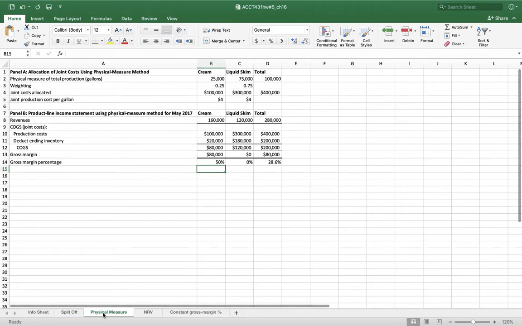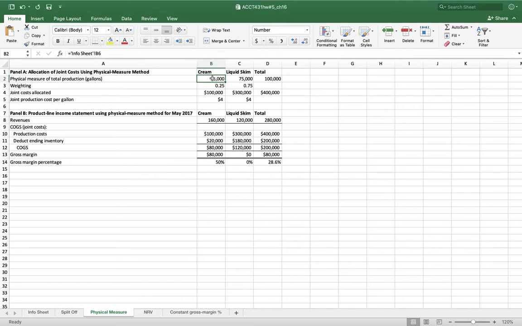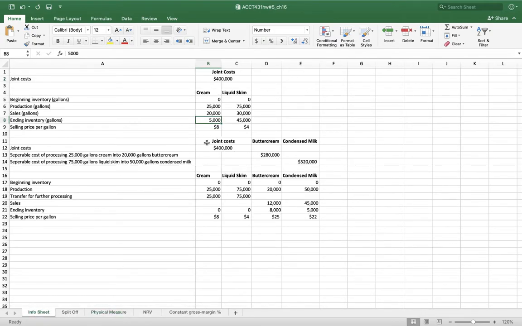For the physical measure method, which is example 2 from this homework assignment, first you're trying to find the physical measure of total production gallons. And this is just from the info sheet. So right here.